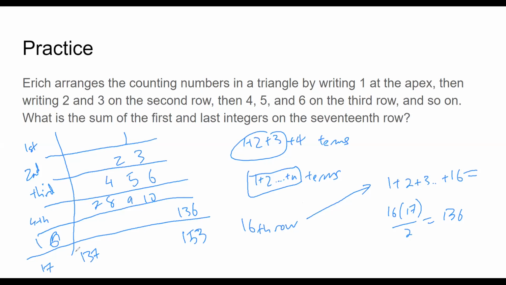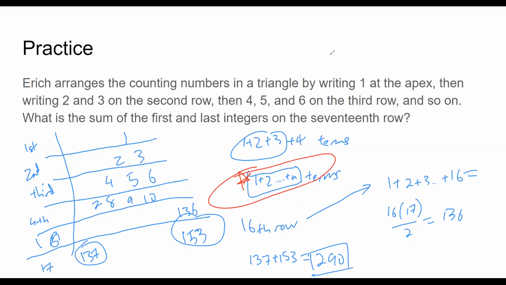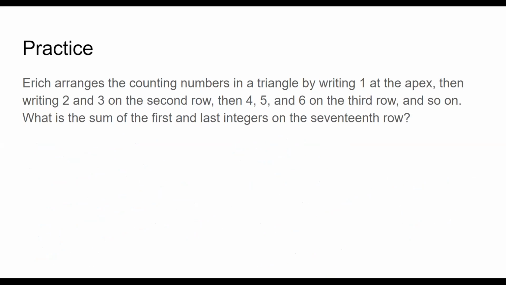So then we want the sum of the first and last integers. That's going to be 137 plus 153, which gives us 290. Again, re-emphasizing this formula, very important, very useful.